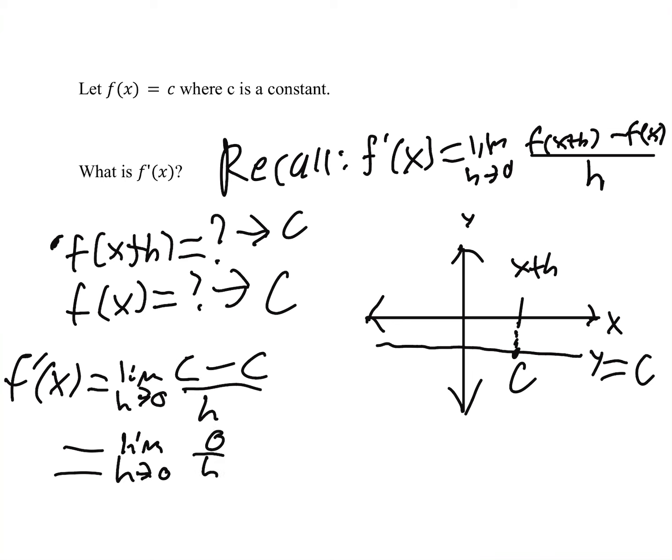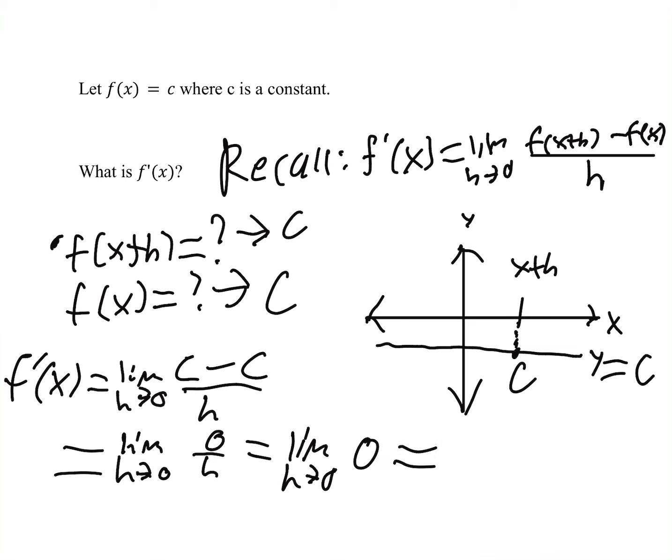The same thing minus the same thing is 0, sorry. And then we have the limit as h goes to 0 of 0 over h. Now, don't plug in 0 right away, because you have 0 over 0, and that's indeterminate. What you can say is 0 divided by something is just 0. Okay, so that's an algebra fact.